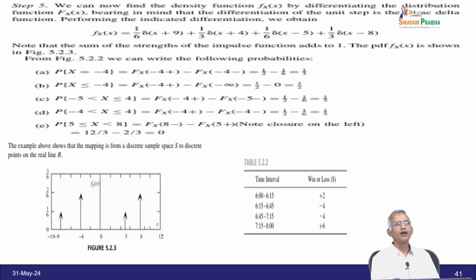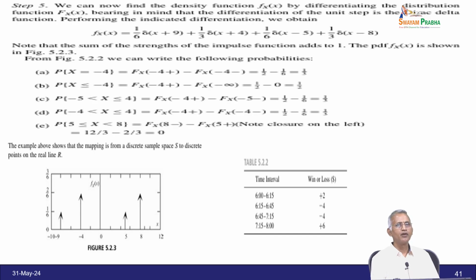And step 5, we can now find the density function by differentiating the distribution function, bearing in mind the differentiation of the unit step is the Dirac delta function. Performing the indicated differentiation, fx of x is 1 by 6 into delta of x plus 9, plus 1 by 3 into delta of x plus 4, plus 1 by 6 into delta of x minus 5, plus 1 by 3 into delta of x minus 8. So, from figure 5.23, what does it stand for? The strengths of the impulse functions add to 1.